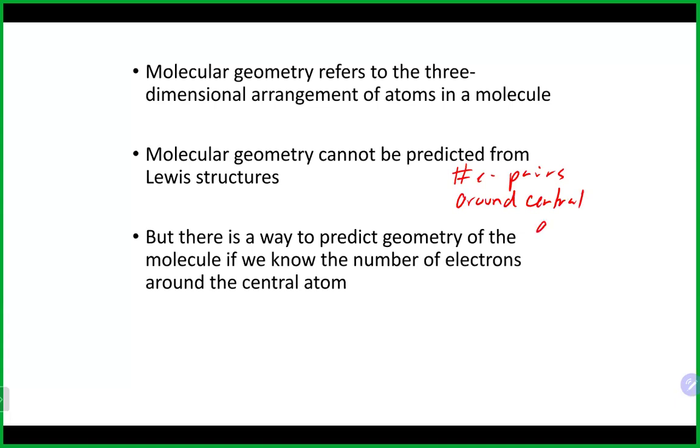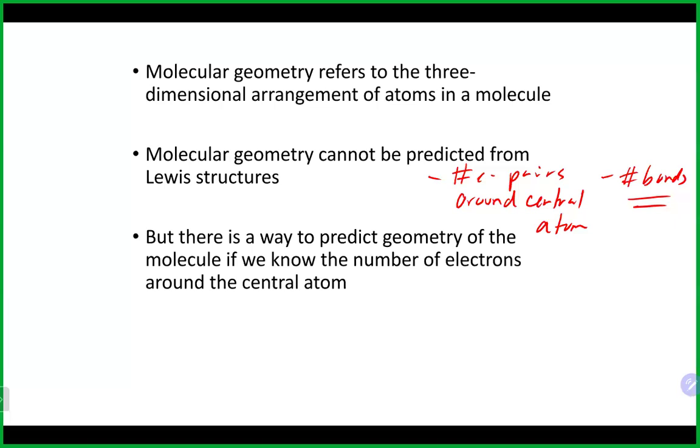and the number of bonds. When you do geometry, it is always about the atom in the center. So it's always about the center atom and the number of bonds. Those you can see from your Lewis structure. And if you know the number of electron pairs and the number of bonds there are, you will then be able to predict the geometry of it.